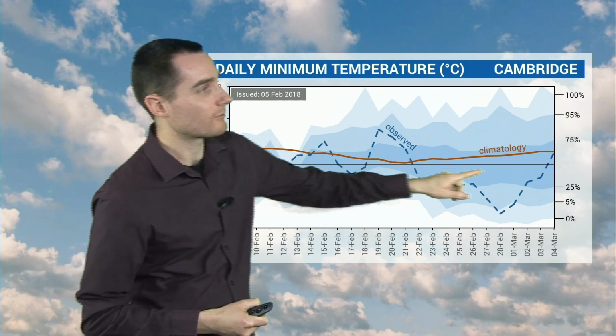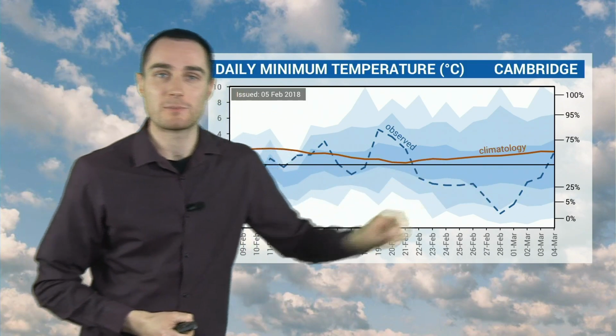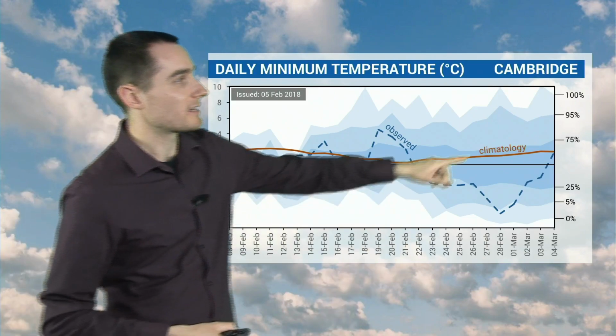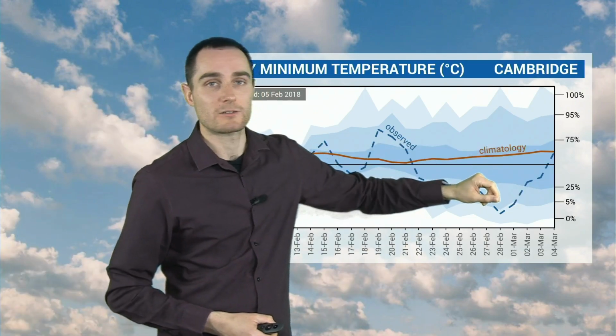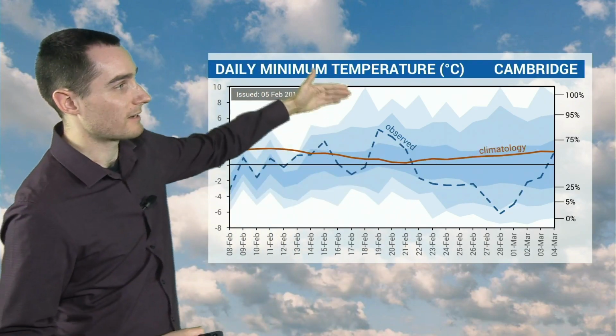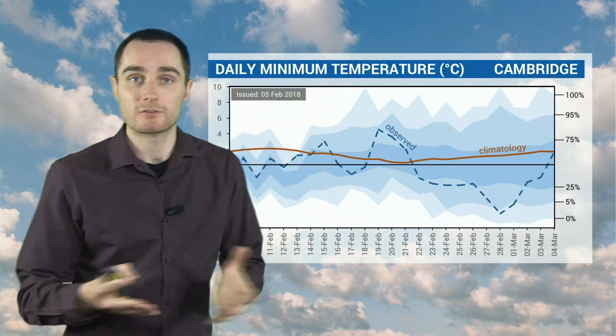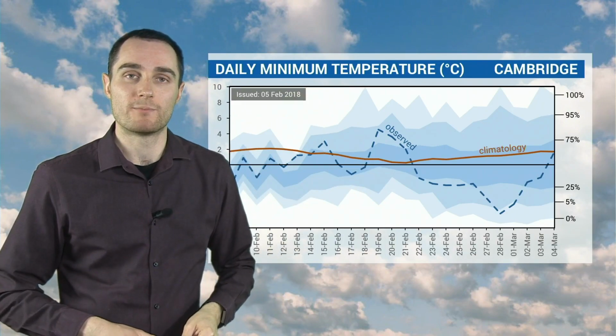The darkest shading through the middle here, that's the middle 50% of all of our members. So you can see that spans from 75% to 25%. Either side of that, we have other bands which account for smaller clustering of these ensemble members as well.